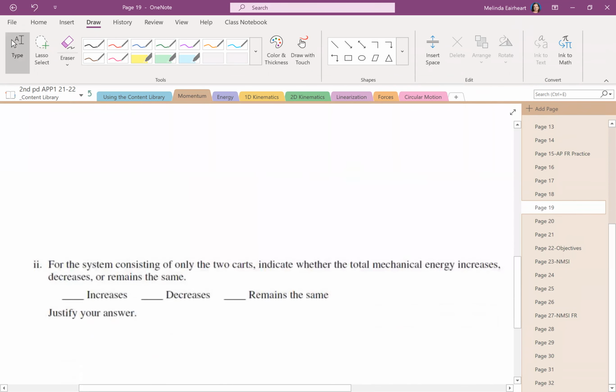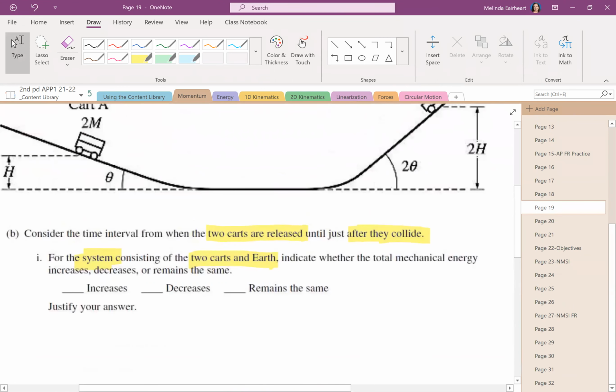But part 2, what if your system is just the 2 carts? Same question. And so you remember last time with energy, you've got to figure out how to approach this: 2 carts and earth, or 2 carts only. And so total mechanical energy. So this part is just really review. Total mechanical energy, or change in mechanical energy, was our work done by non-conservative forces.